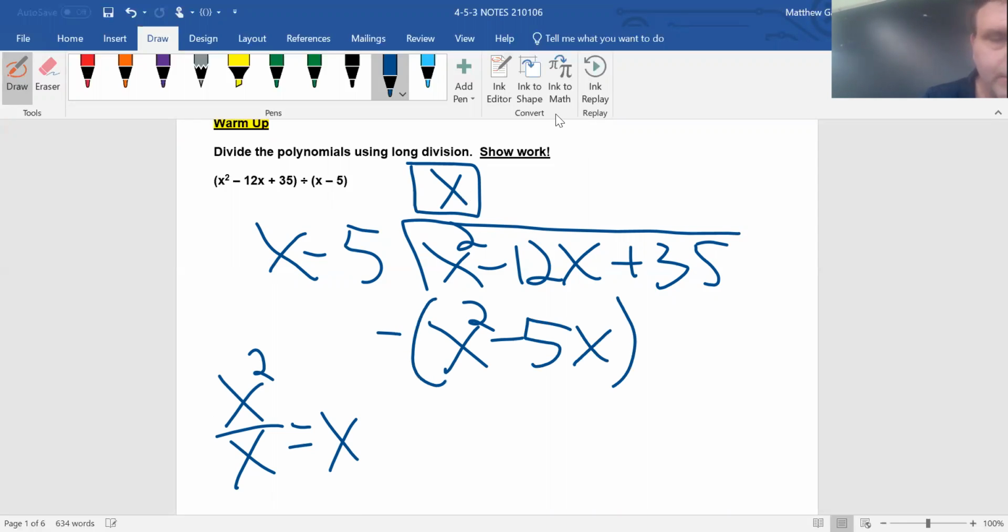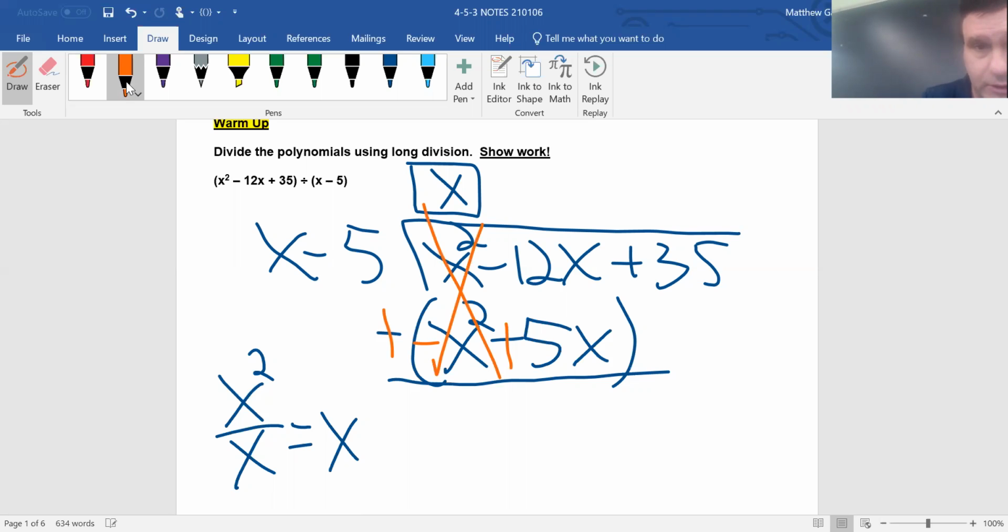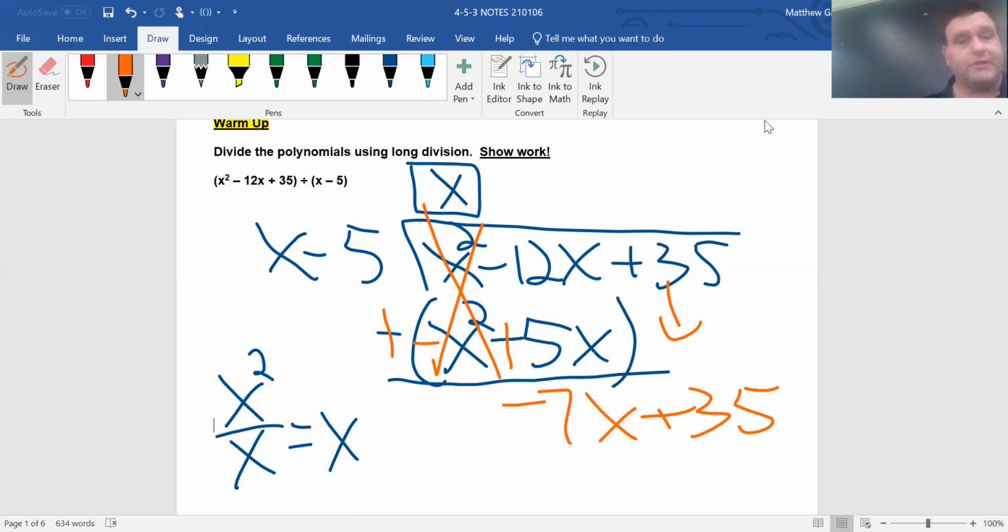Then we're going to subtract vertically. Change this to plus, minus, plus. These cancel, and negative 12 plus 5 is negative 7x. And we're going to bring down the 35 because the divisor has 2 terms.